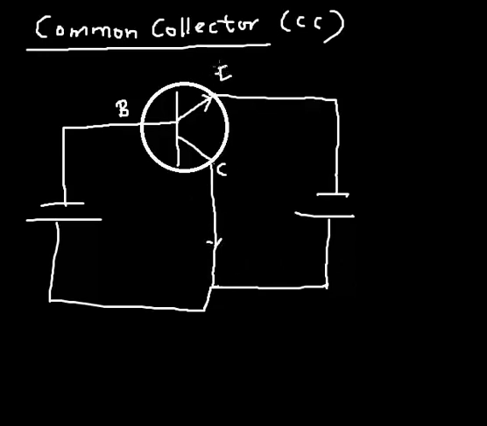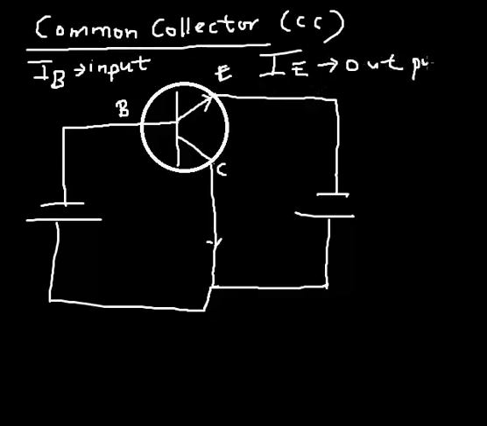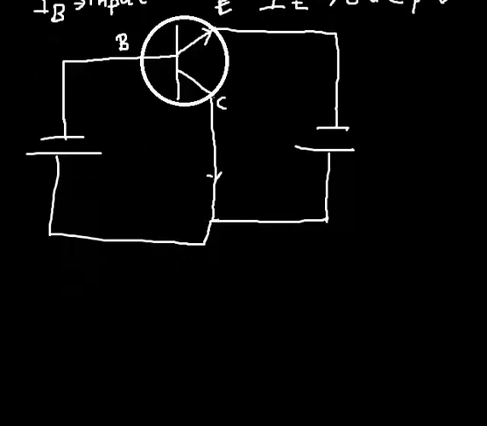So that means if the collector is common, then my IB, base current, becomes the input, and my output now is the emitter current. Unlike what we had before, that the output has always been collector current, but this time around for common collector configuration, the output current is my emitter current. Okay, so let's actually get our transfer ratio.